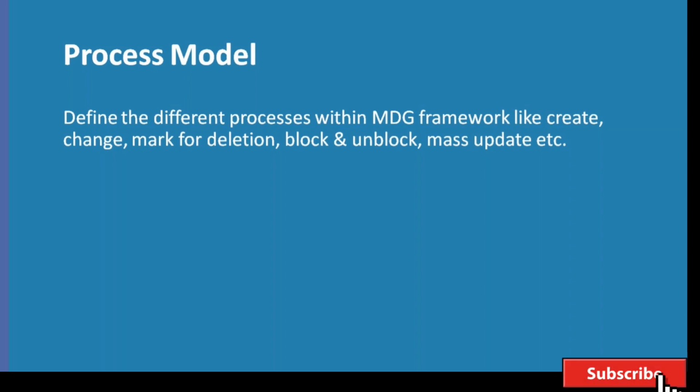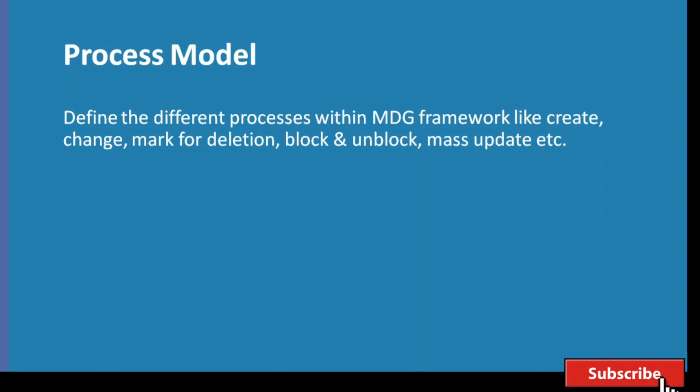Now coming to the process model. So basically, process model offers to define different processes in the MDG framework. So what kind of processes we have? Like create, change, mark for deletion, block unblock, mass update, etc. So majorly, if I talk about any real-time project, these are all major processes which we have.